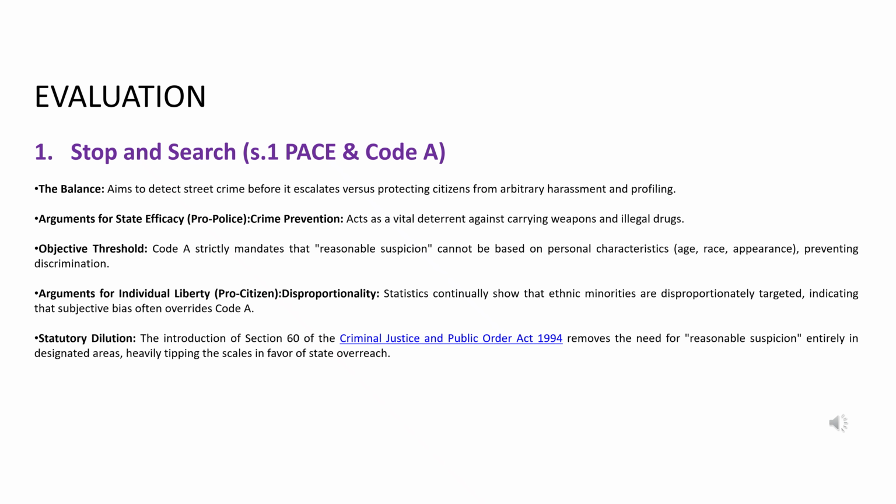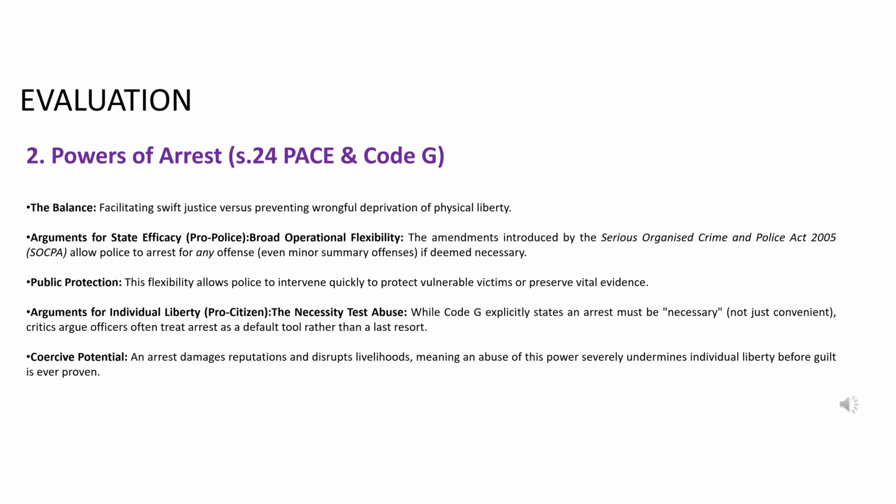Concerns are further intensified by Section 60 of the Criminal Justice and Public Order Act, 1994, which permits stop and search without the requirement of reasonable suspicion within designated areas. This significantly expands police discretion and has been criticized for weakening an important legal safeguard against arbitrary interference by the state.